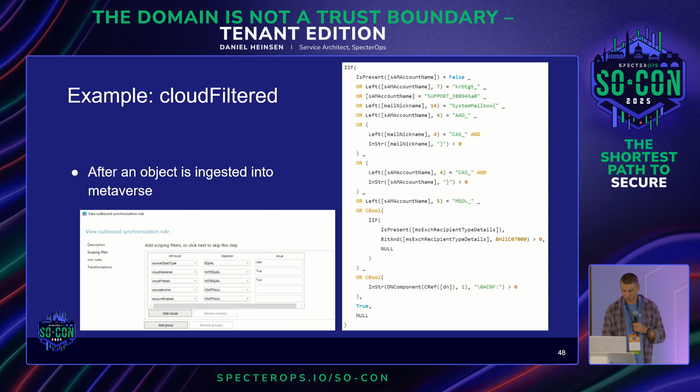And this is exactly what the rule looks like. So this is the rule to write users out into Entra. It's going to say, all right, are you cloud filtered? Are you, what is it else?